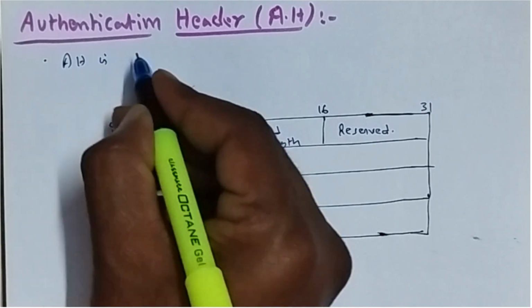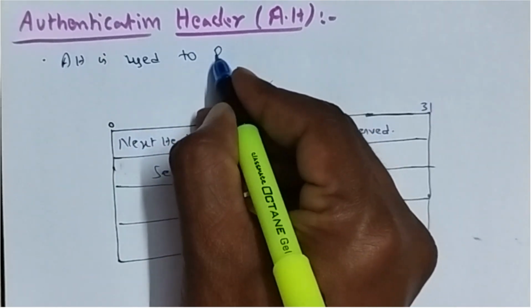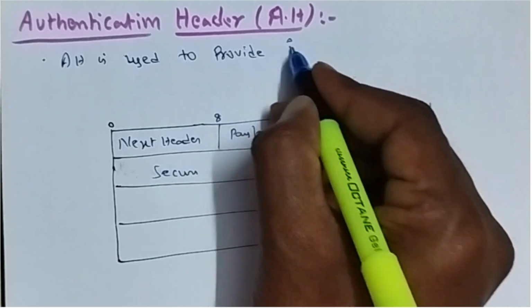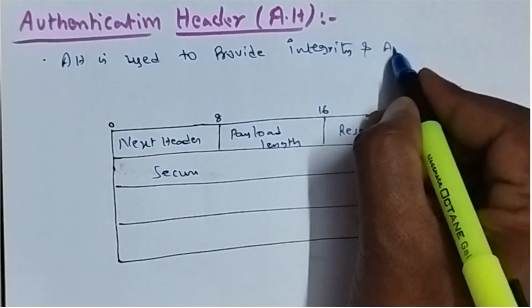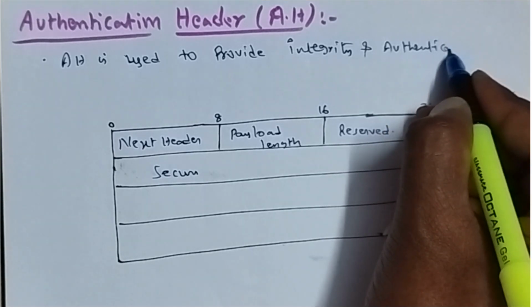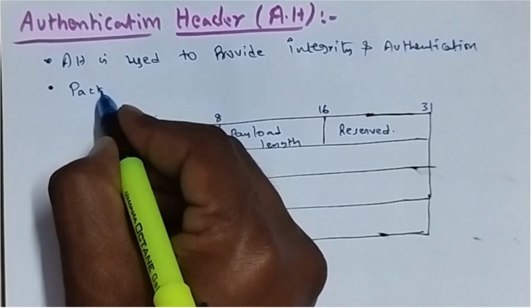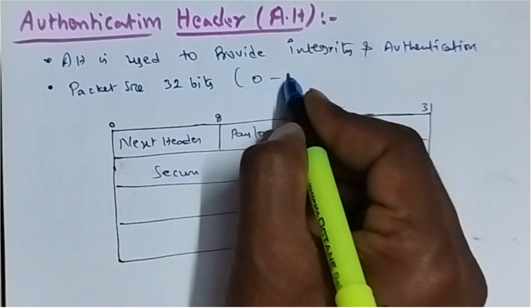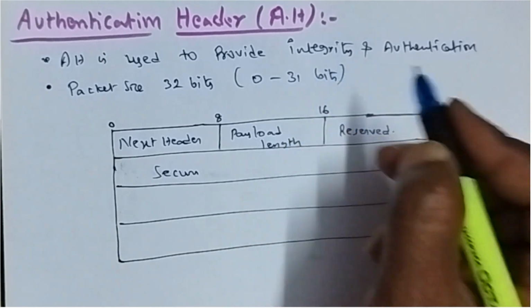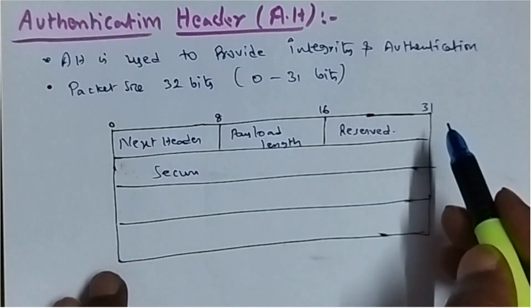Authentication Header is used to provide integrity and authentication, and the packet size is 32 bits, range is 0 to 31 bits. Okay, here are the 4 layers.